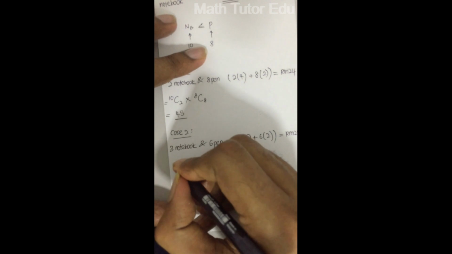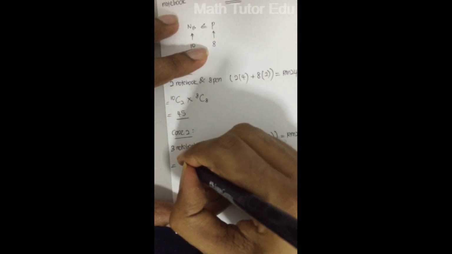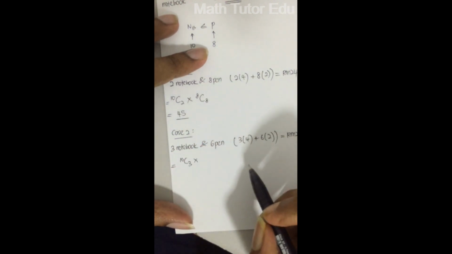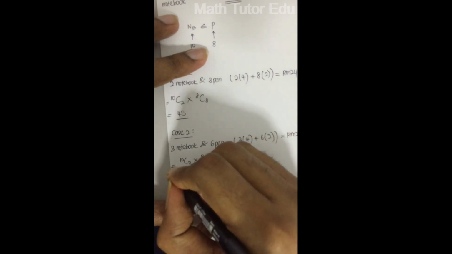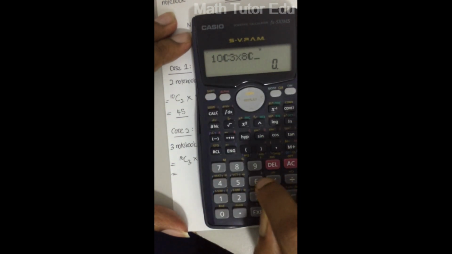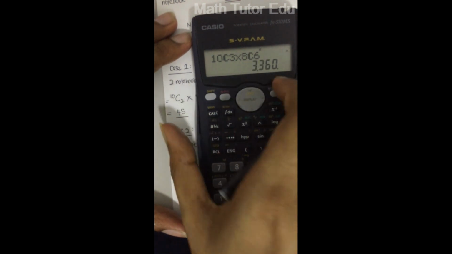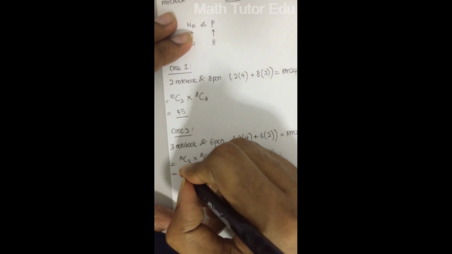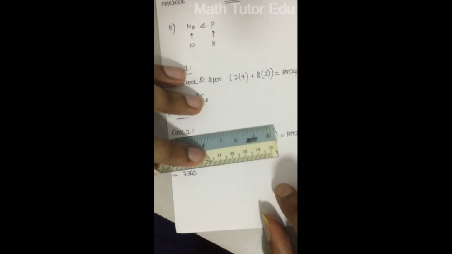Okay, so from here, out of 10 notebooks, you're choosing 3. So 10C3, times, out of 8 pens, you're choosing 6, 8C6. You calculate this, you get 3,360 number of ways. Okay, so this is your case 2.